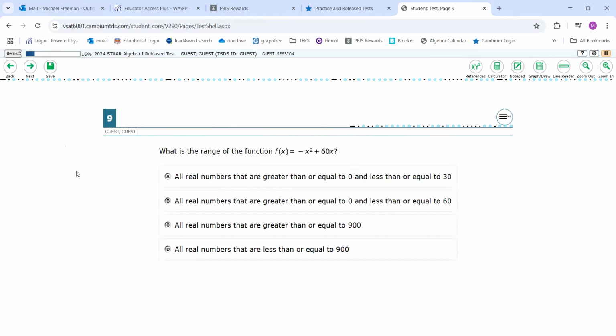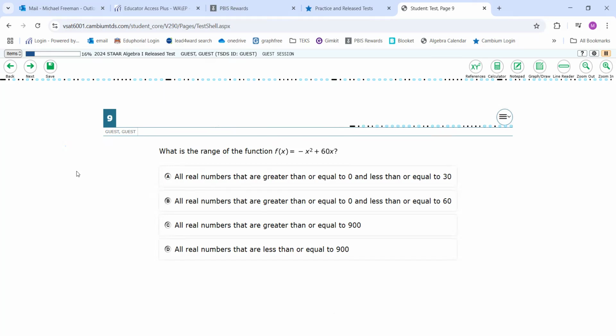All right, what is the range of the function f of x equals negative x squared plus 60x? All right, this is a hard problem. We've gotten really good at getting domain and range from graphs, and pretty good at tables. But from an equation, that's a little trickier.